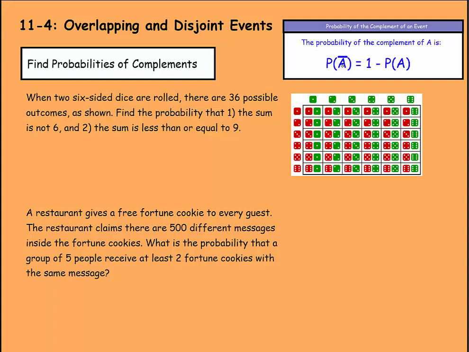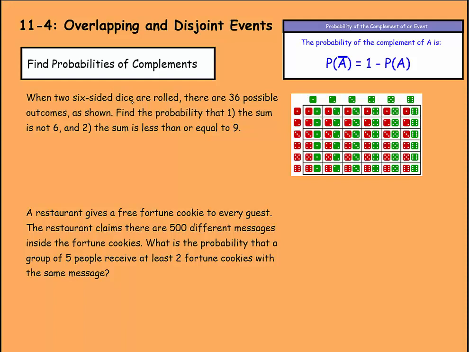The probability of flipping tails is 100% minus the probability of flipping heads. If heads is 50%, 100% minus 50% equals 50%. And you do have a 50% chance of flipping tails. Let's look at a dice example here.